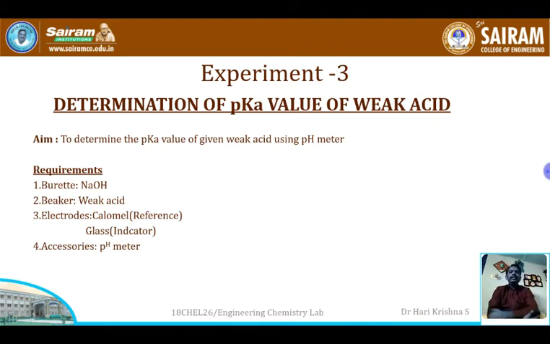So what are the accessories? We want NaOH, which will be taken in the burette, and in the beaker we are going to take a weak acid, any weak acid for that instance. Then electrodes: the reference electrode, calomel electrode, and glass electrode, and a pH meter. We are going to measure the pH and in turn determine the pKa. So how are you going to determine the pKa by measuring the pH? That is a big question mark, right? I told you we are going to determine the pKa, but I am saying we measure pH. So how? Let us discuss.